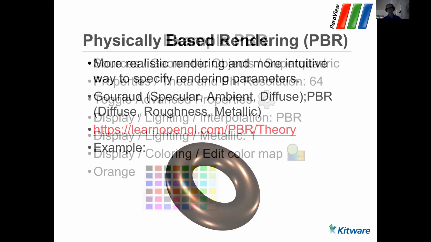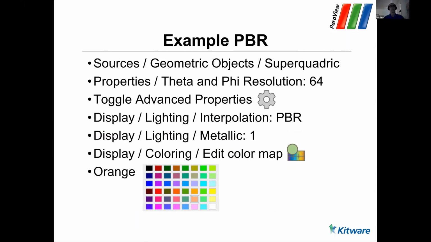So to get this torus colored with physically based rendering, the main part is you have to set the display parameter to be physically based rendering, or PBR. Remember, display parameters apply to selected data and selected view. That means you can mix and match objects rendered regularly or with Gouraud and objects rendered with PBR. Yep, so let's try to do that.